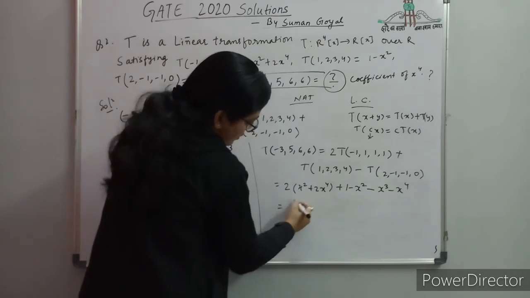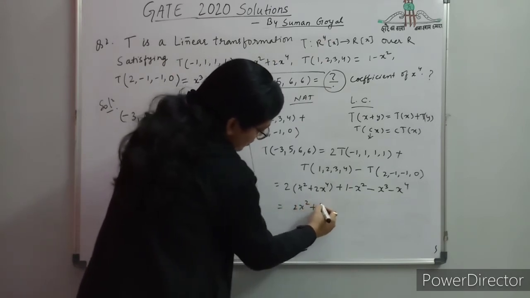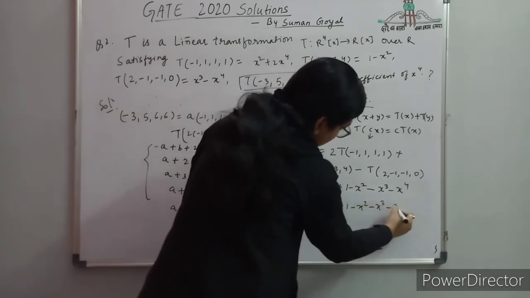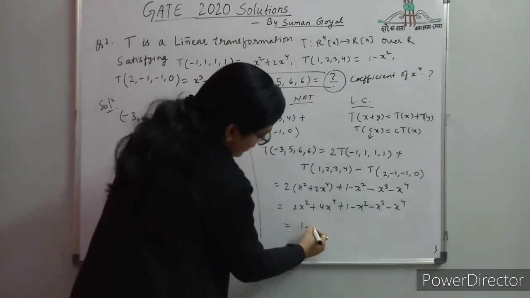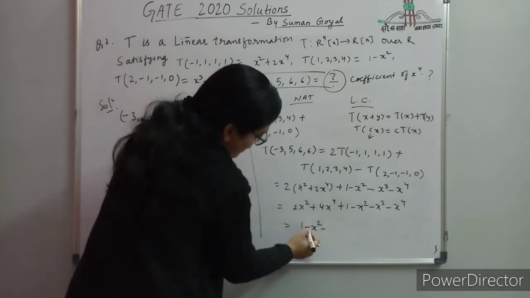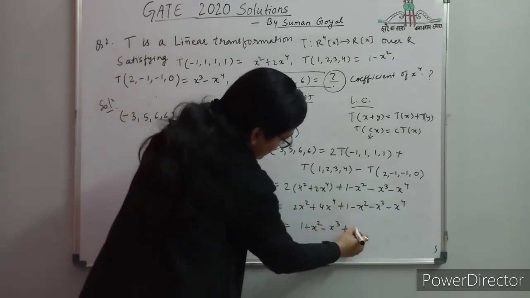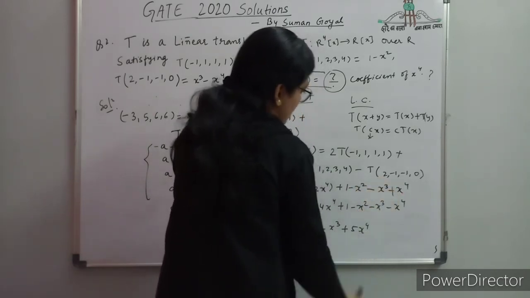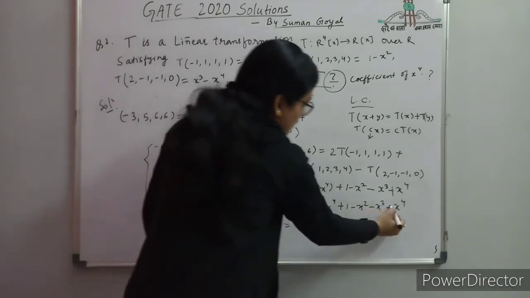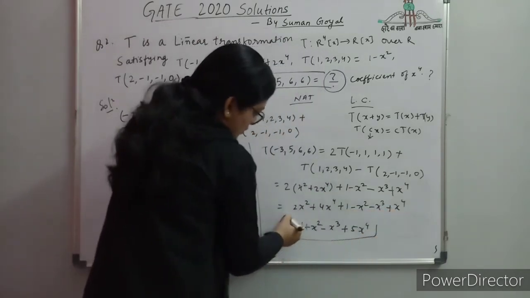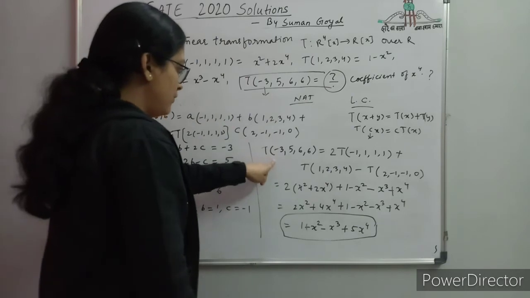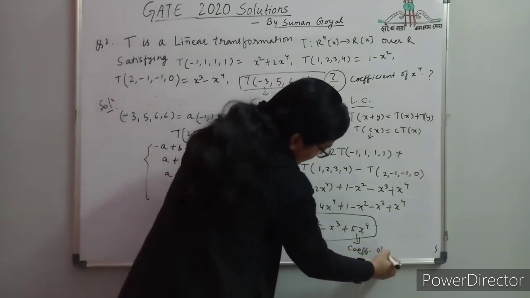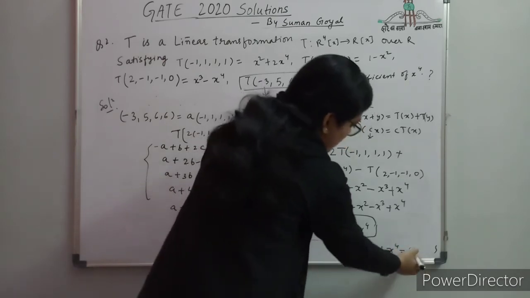So see, from here you can calculate the coefficient of x to the power 4. What is it coming? x square plus, minus is plus, minus x cube and plus 5x to the power 4. It is minus, no, sorry, and it will become minus. This is the transformation of this. So here the coefficient of x to the power 4 is 5. Answer is 5 for this question.